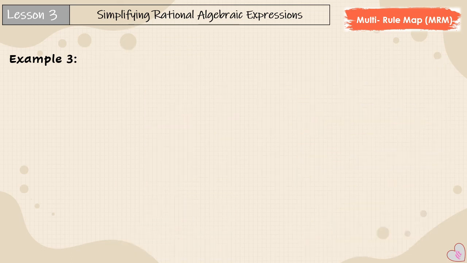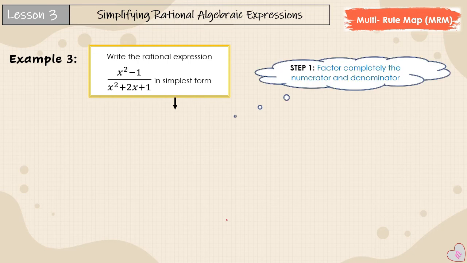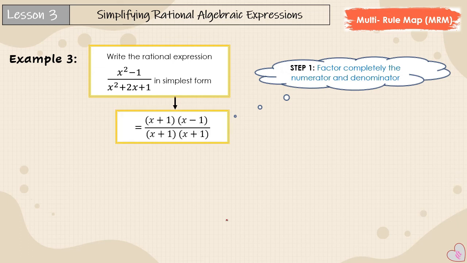Example number 3. Write the rational expression x raised to 2 minus 1 all over x squared plus 2x plus 1 in simplest form. Step 1. Factor completely the numerator and denominator. So in this case, for the numerator, we have difference of 2 squares. So we will have 2 parentheses. For the first parenthesis, we have x plus 1. And for the second one, we have x minus 1. For the denominator, since that is a trinomial, for the first parenthesis, we have x plus 1. And then for the second one, we have x plus 1 also.